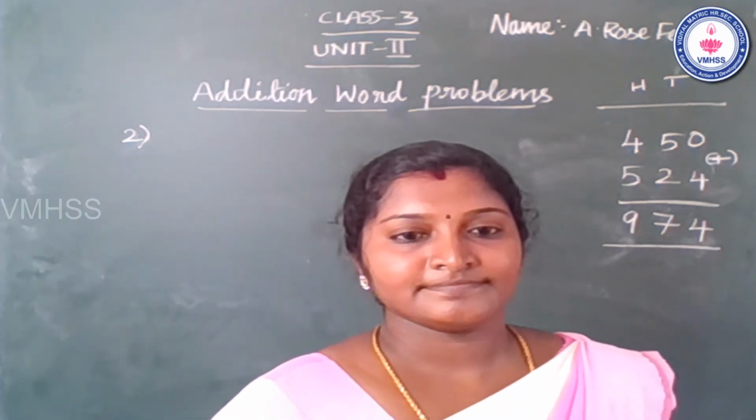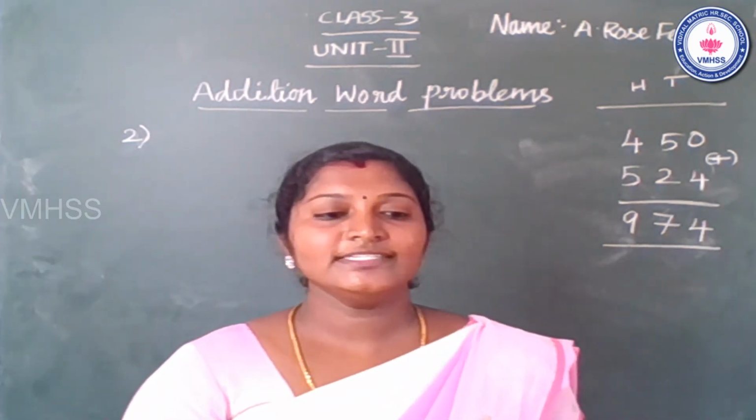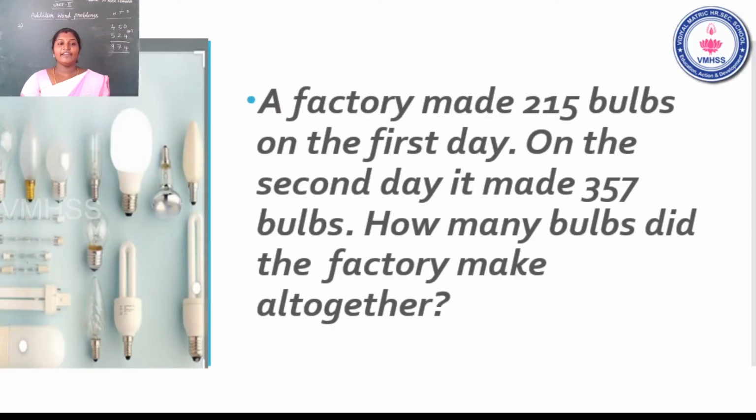Okay students, please see the slide. A factory made 215 bulbs on the first day. Okay, so the first day 215 bulbs. Okay, so on the second day it made 357 bulbs. Okay, so second day 357 bulbs. So what is the question? How many bulbs did the factory make altogether? Okay, students, please see the board.